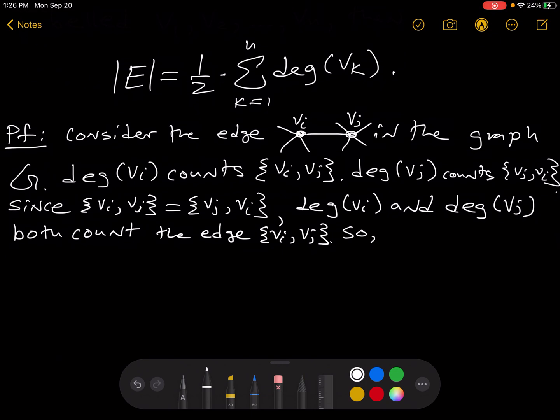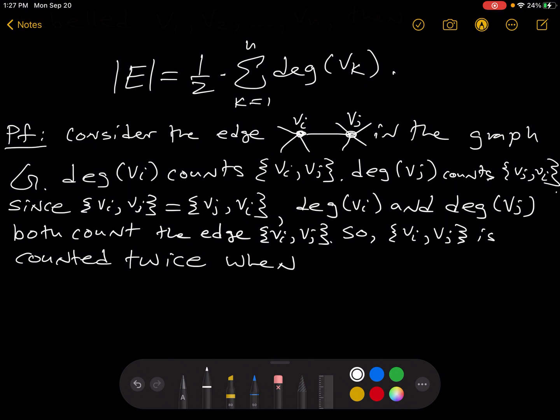So this edge, vi, vj, is counted twice when all degrees are added. So when we sum all the degrees, it gets counted twice. Keep in mind that this is exactly what we saw with the vertex B, the edges of the vertex B in the previous video.